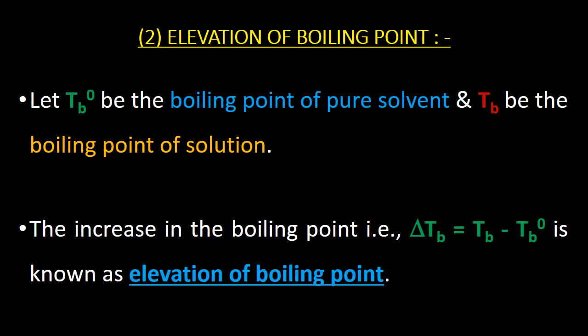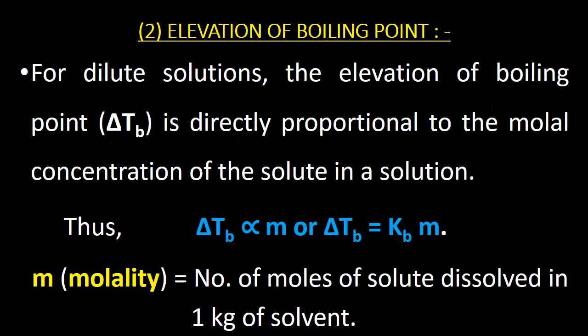Let Tb naught be the boiling point of the pure solvent and Tb be the boiling point of the solution. The increase in the boiling point, that is delta Tb, is equal to Tb minus Tb naught, which is known as elevation of boiling point. For dilute solutions, the elevation of boiling point, delta Tb, is directly proportional to the molar concentration of the solute in a solution.